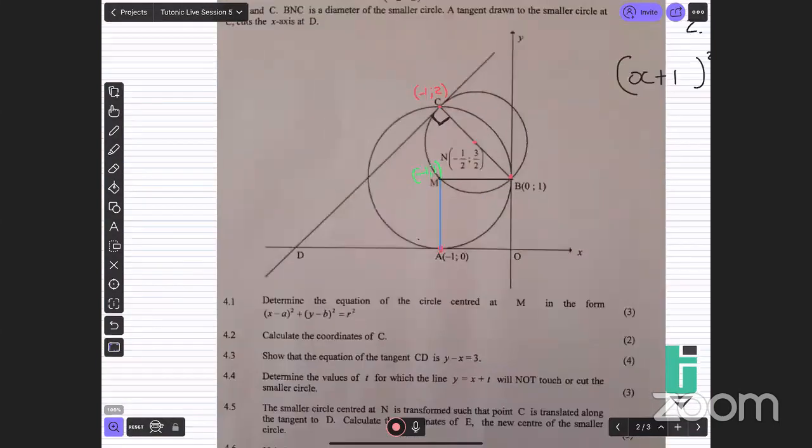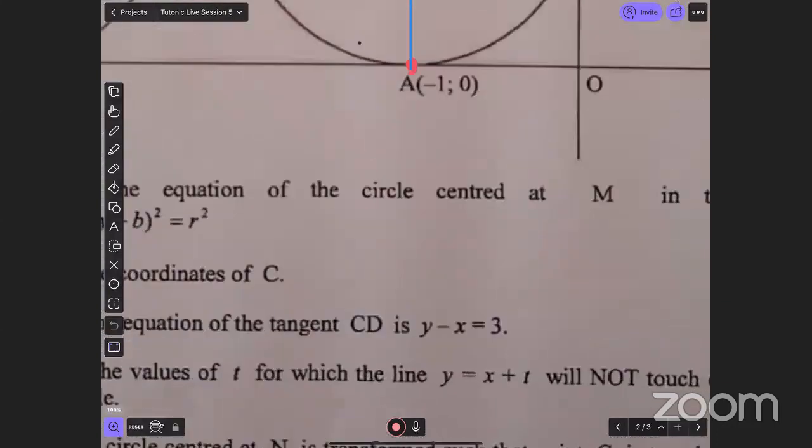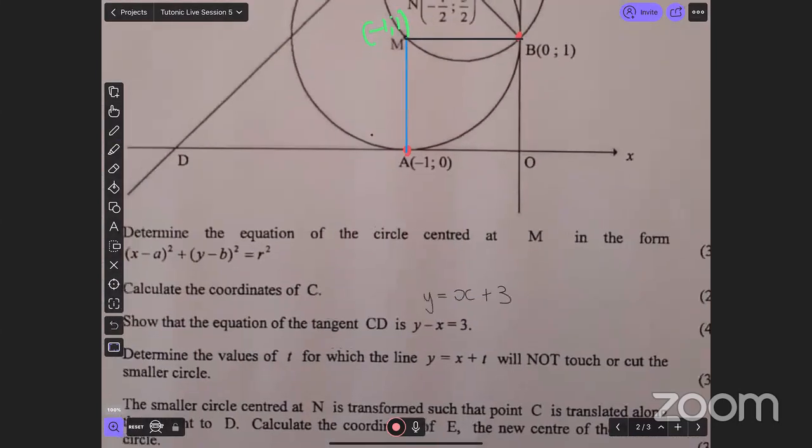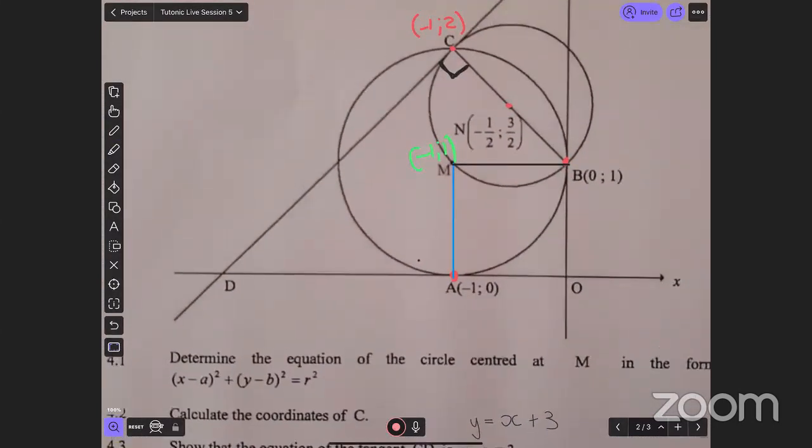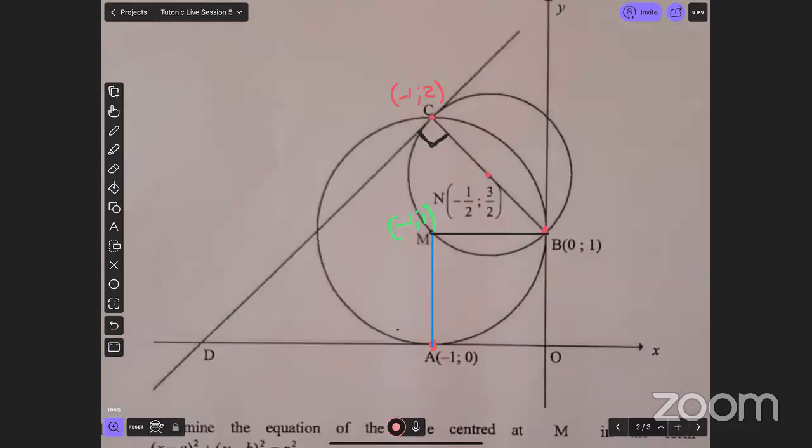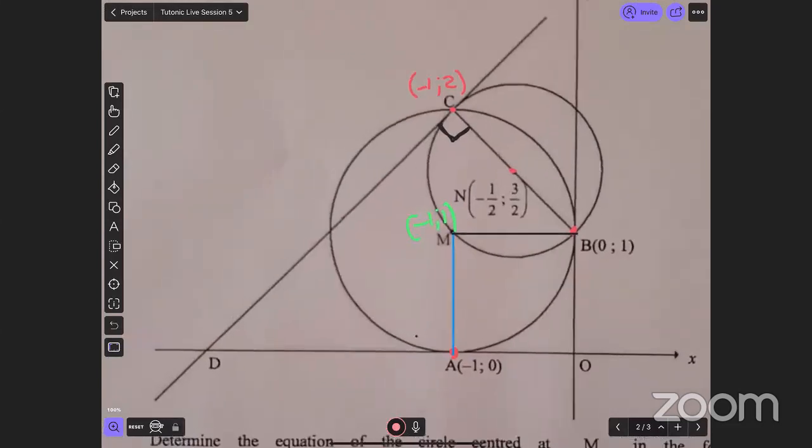Okay, next one. The equation of the tangent CD is y minus x equals 3, but I don't like equations like that, so let's write it by taking x over. So the equation of the tangent CD. Where's CD? Okay, so how would you work out the equation of the tangent CD?